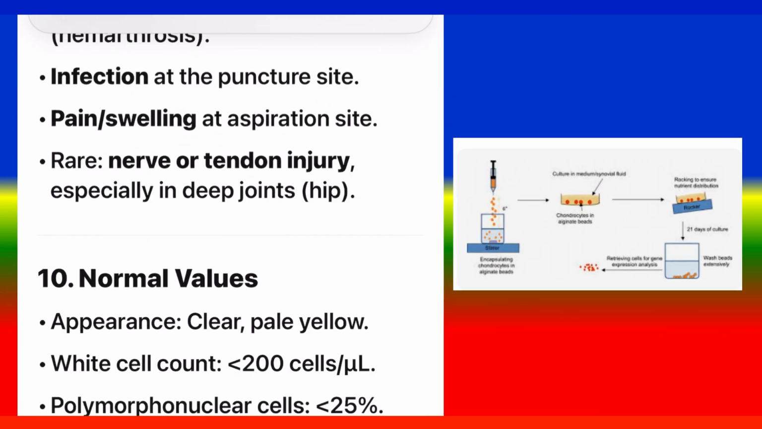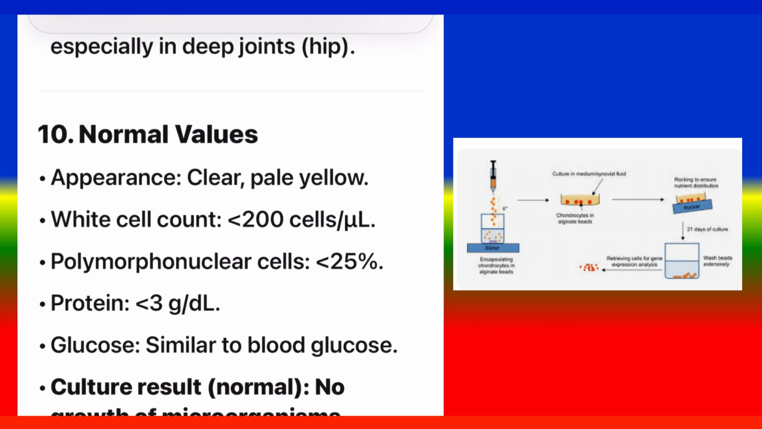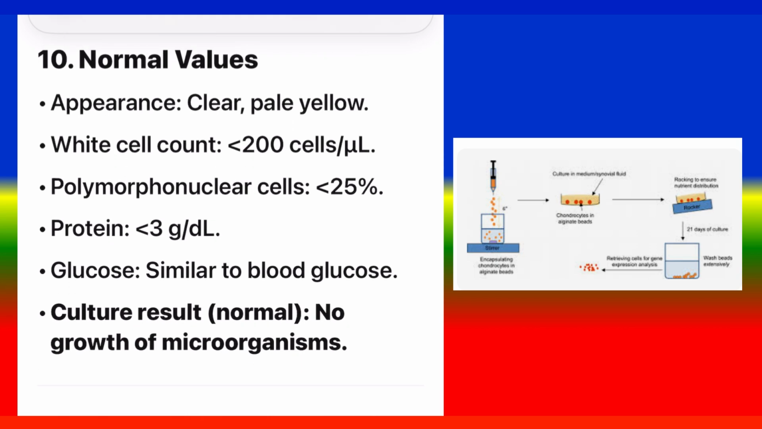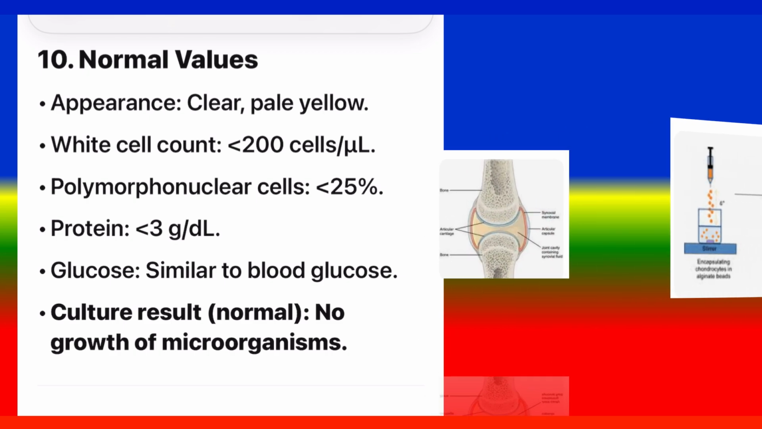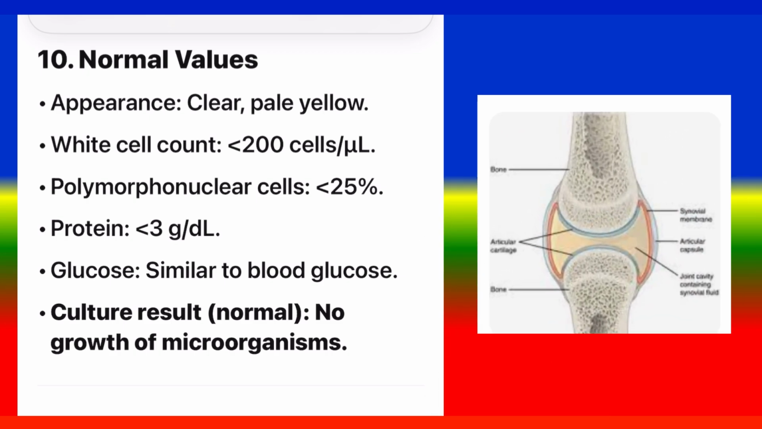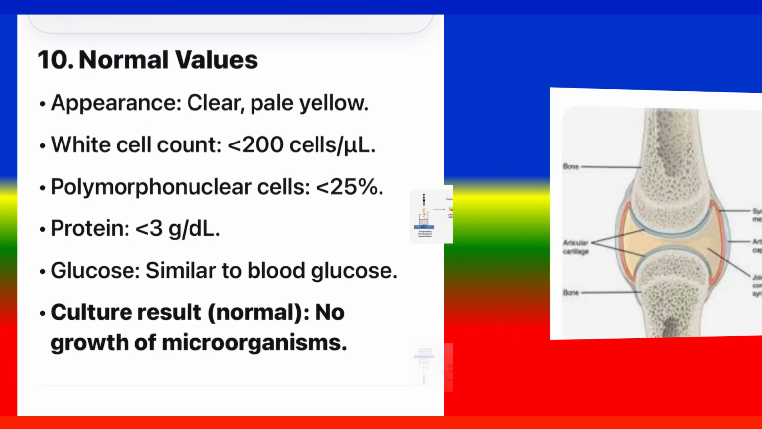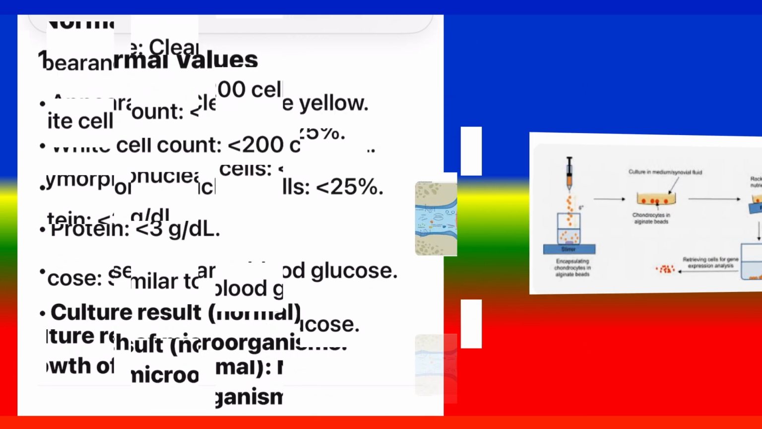10. Normal values. Appearance. Clear, pale yellow. White cell count, under 200 cells per microliter. Polymorphonuclear cells, under 25%. Protein, 3 g/dL. Glucose, similar to blood glucose. Culture result, normal. No growth of microorganisms.